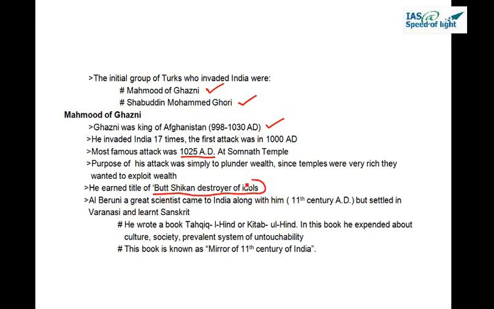Last time also, in the last lecture I think, we discussed that when the priest of the temple asked Ghazni not to destroy the idol, he could take whatever wealth he wanted to take, but Mahmud of Ghazni said, I want to go in history as Butshikan, that is the destroyer of idols, and not as Butfarosh. Butfarosh means the seller of idols. So this is about Ghazni.